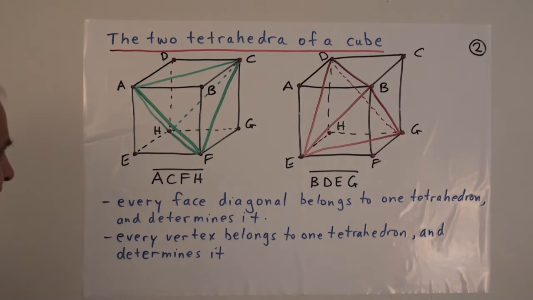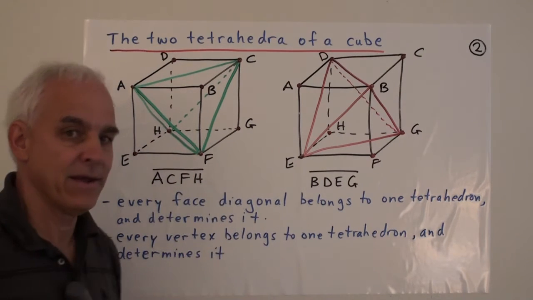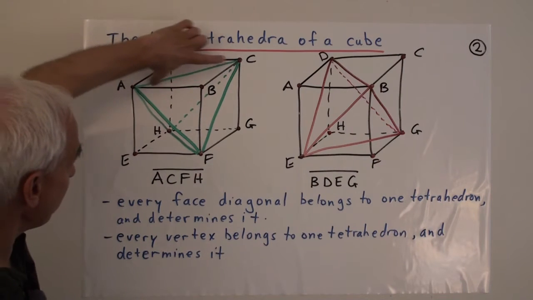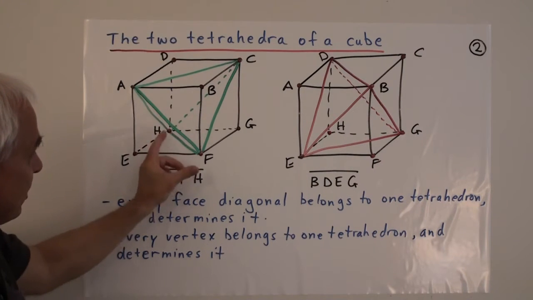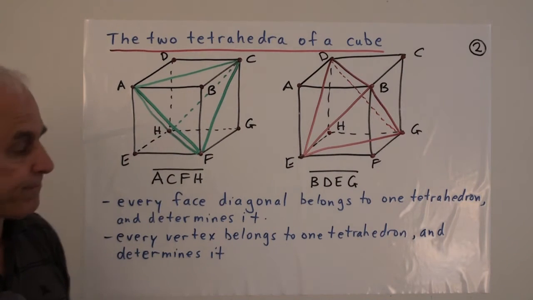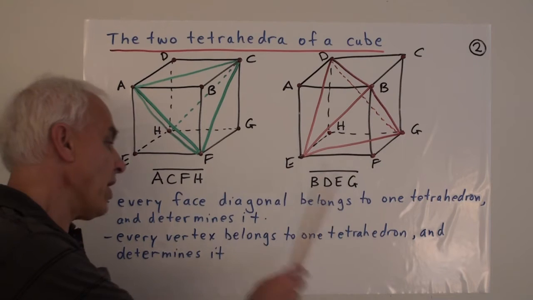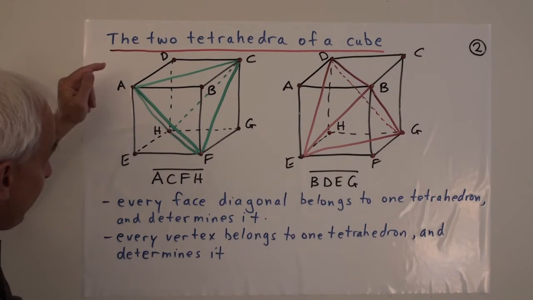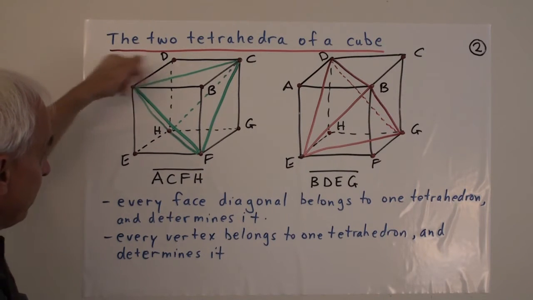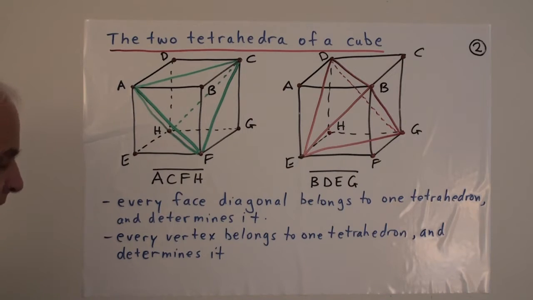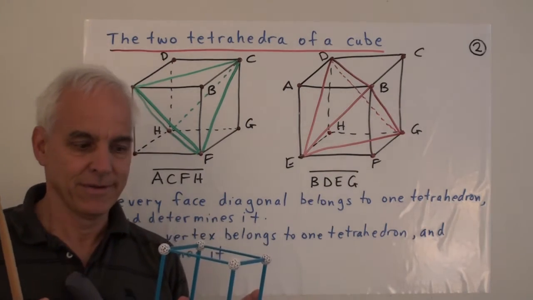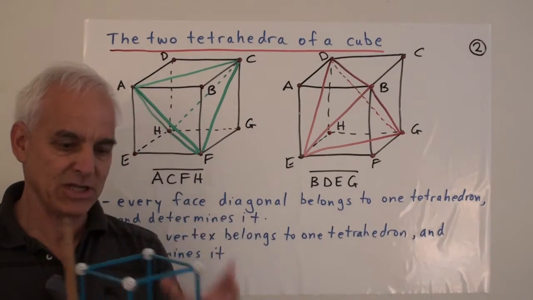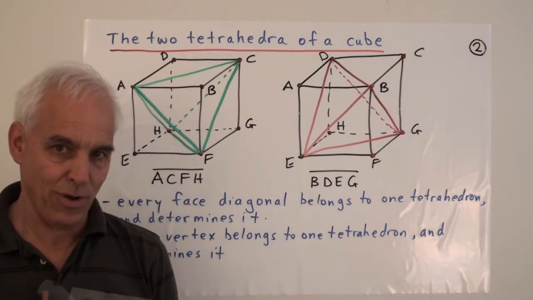And in fact, once you know a single edge of the tetrahedron, then that determines the tetrahedron completely, because then you know the 2 vertices that are contained in it, and then the opposite 2 vertices must be determined. So every vertex belongs to one tetrahedron and determines it. So for example, this vertex here, A, determines the other vertices in that tetrahedron, C, F, and H. So this is a beautiful 2-fold symmetry inside the more complicated symmetry of the cube. There's just these 2 objects playing a symmetrical role.